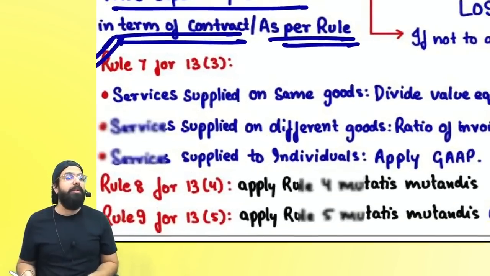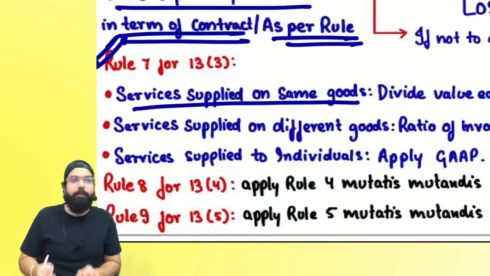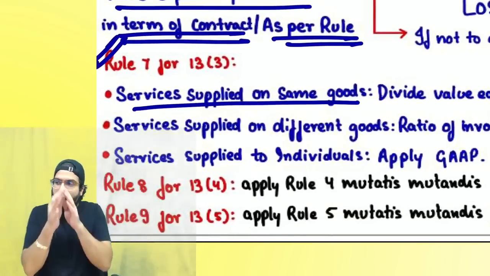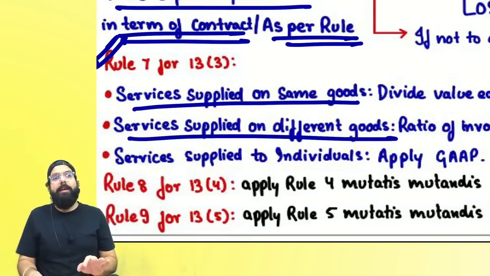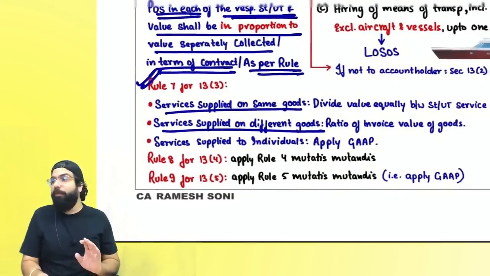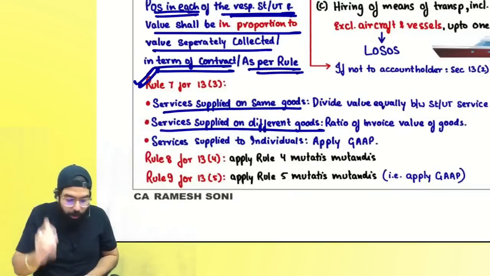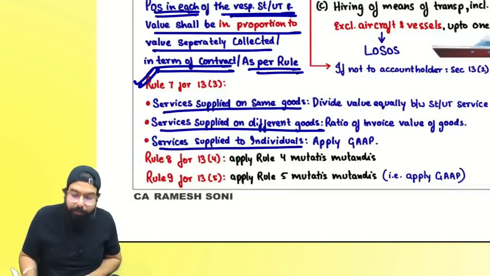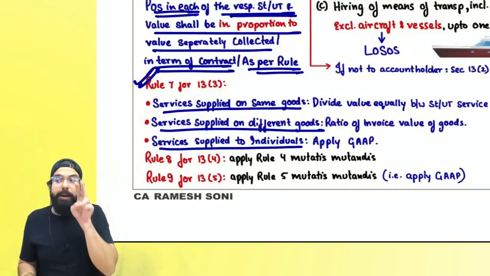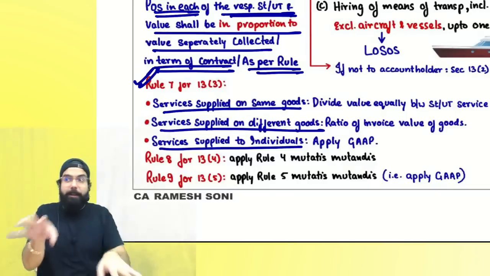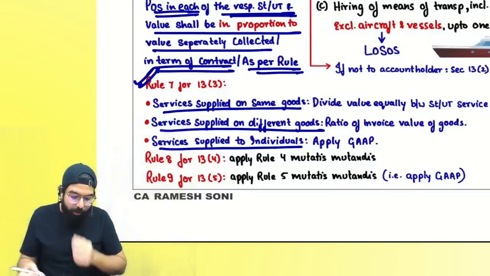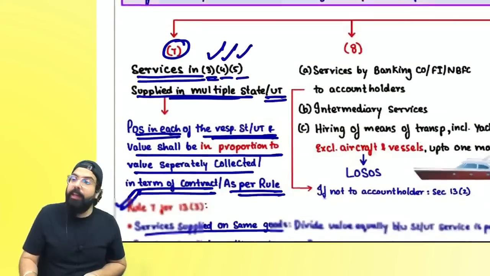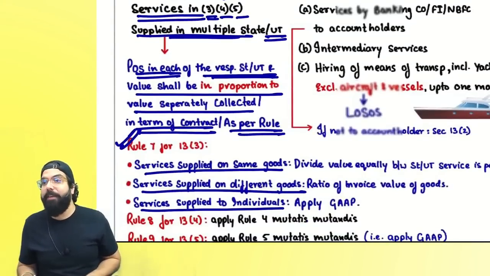Rule number 7 says if it is done with respect to the same goods, divide the value equally between the two states. If it is done with respect to different goods, then divide the value in the ratio of the invoice value of the goods. Sir, if it is a performance based service with respect to an individual provided in multiple states, then apply the gap. Right, everyone?